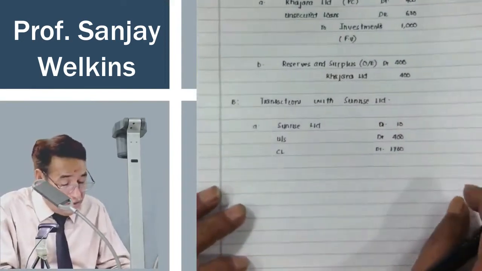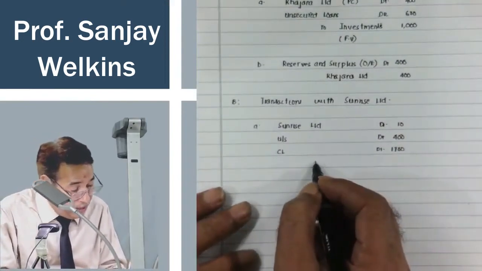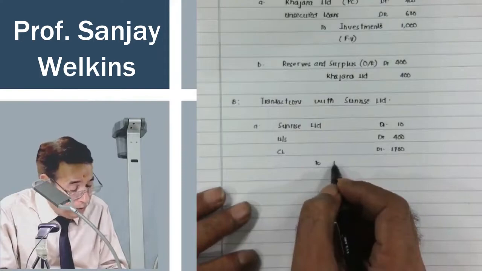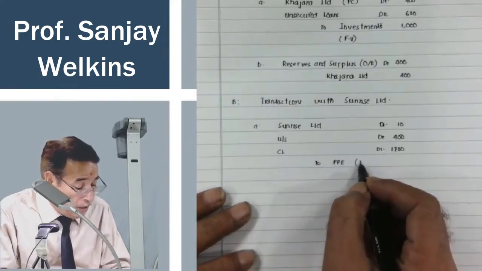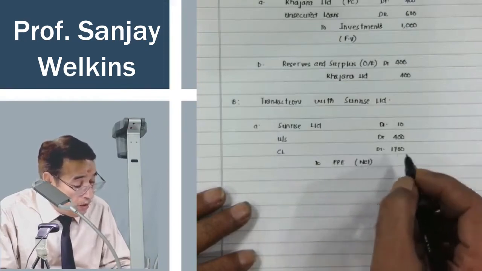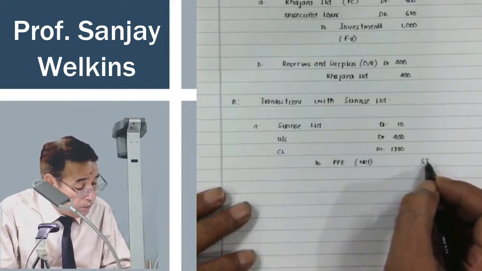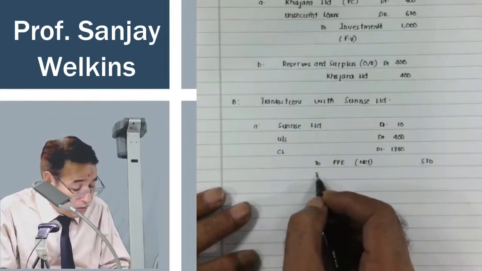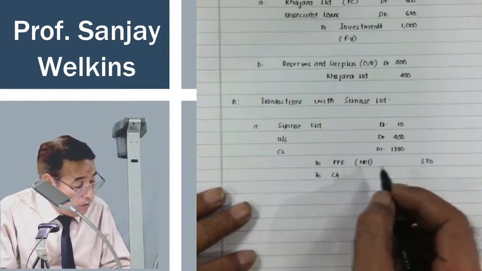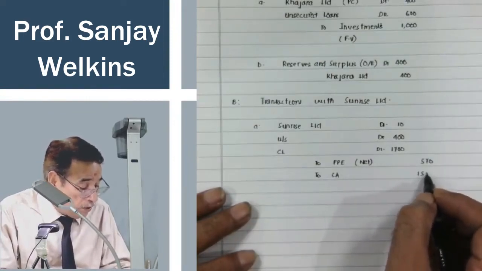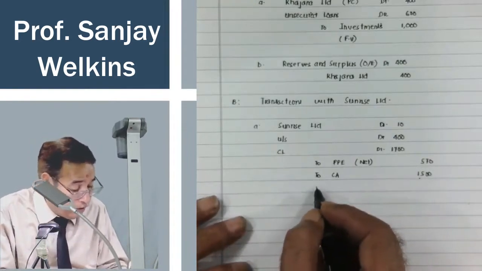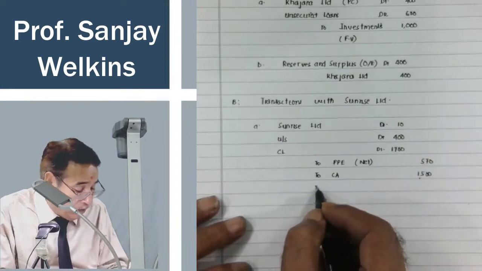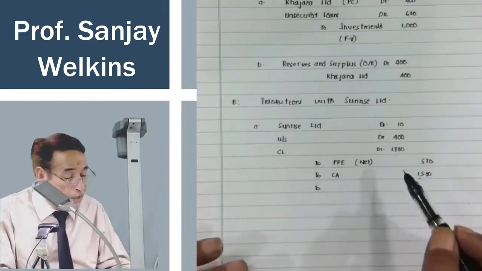So 2 liabilities they have taken. Besides that, they have taken over our property, plant and equipment of new project division. I will write here the net value, and the net value is 570. Two, current asset, 1,500. Let me check. Yes, it is 1,500. And then we are going to actually tally it.